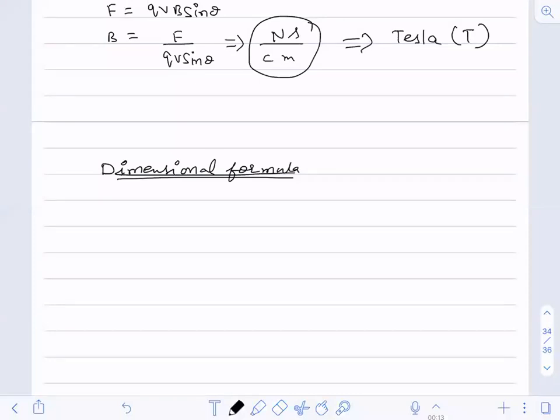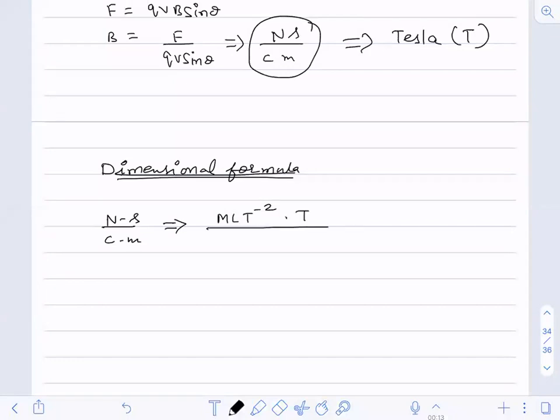What is the dimensional formula? What dimensional formula will you be writing? I have Newton second per coulomb meter. How will I write the dimensional formula? For Newton, for force, the dimensional formula is M L T minus 2. For second, I will write T.